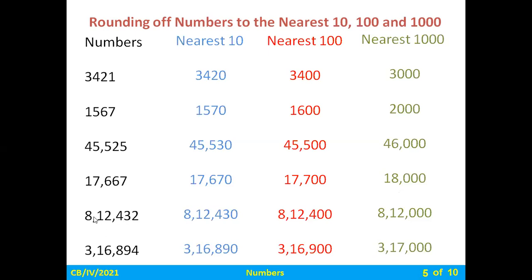The next example is 8,12,432. Now here 2,432 we have to consider. As you can see, 2,432 is smaller than 2,500. So it gets rounded off as 2,000.